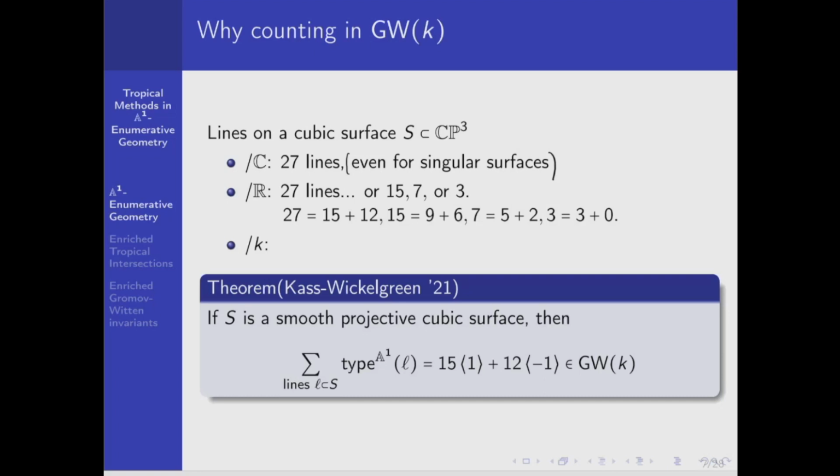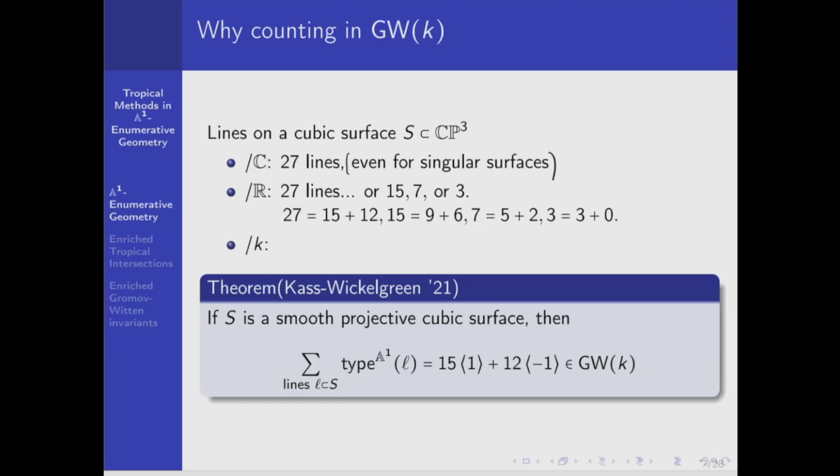We can say that they are either hyperbolic or elliptic, depending on the determinant of the bilinear form associated. We're not going into details for this, but let's just believe that all these numbers have this division. So when you have 27 lines, you get 15 hyperbolic lines and 12 elliptic. Or you get 9 and 6, 5 and 2, or 3 and 0.